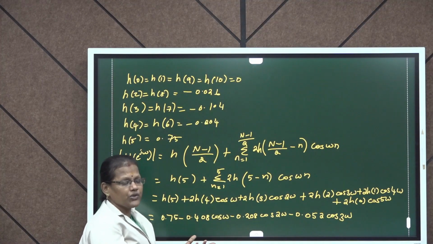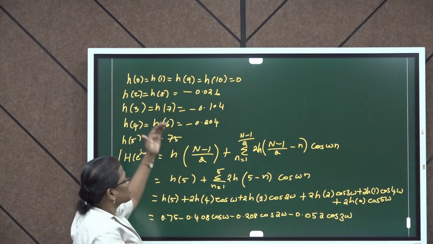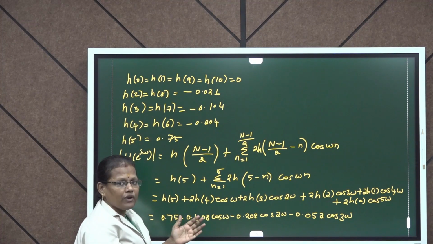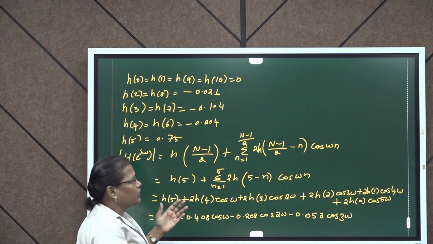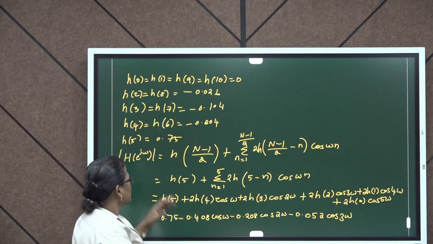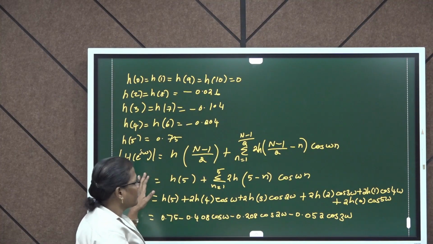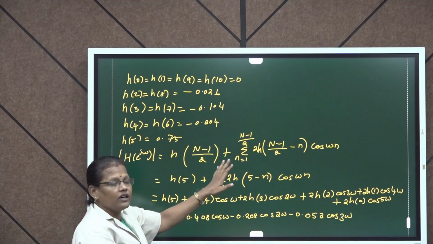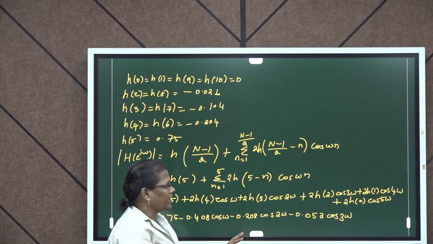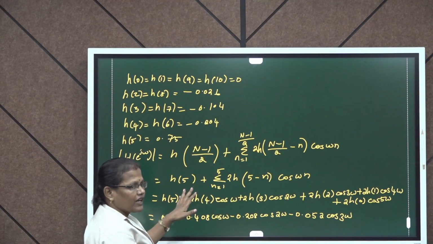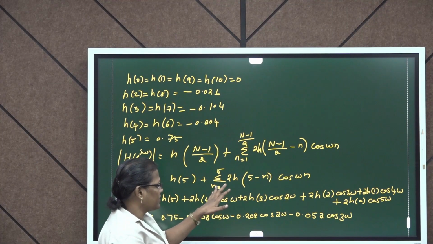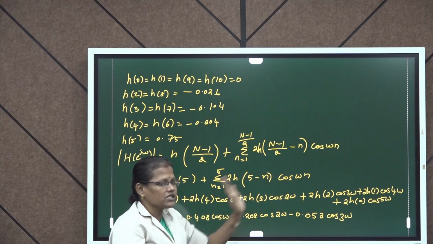If the problem asks you to find only the transfer function, you can stop with the previous slide. But if it asks to plot the magnitude response, we have to write the frequency response equation. So this is the frequency response equation. H of e power j omega is equal to h of (N minus 1)/2 plus the sum from n equal to 1 to (N minus 1)/2 of 2 times h of ((N minus 1)/2 minus n) cos omega n. Okay, so substitute the capital N value, then you will get h of 5 plus 2 times the sum from n equal to 1 to 5 of h of 5 minus n cos omega n.